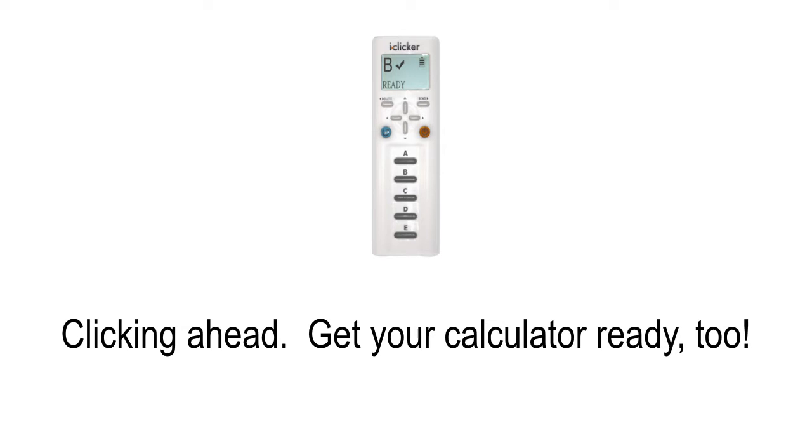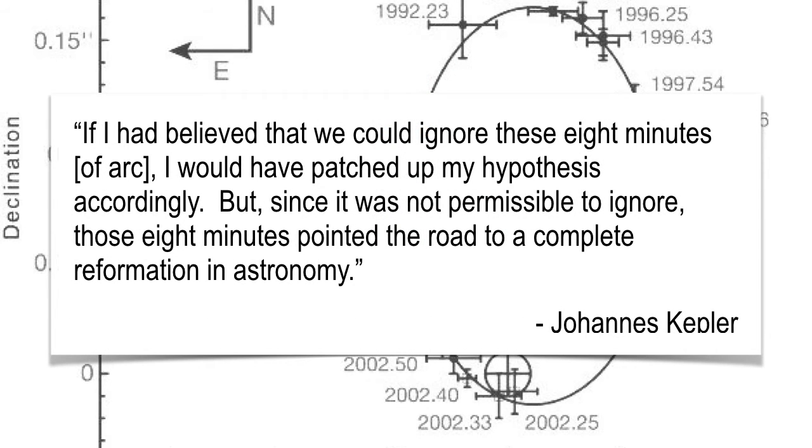And they have a quote from your textbook, it's pretty interesting. He was looking at the orbits that the different planets would have if they were perfect circles, and he just couldn't get them to work out right. It was a discrepancy of 8 minutes of arc. And he said this, "If I had believed that we could ignore these 8 minutes of arc, I would have patched up my hypothesis accordingly and ignored them. But since it was not permissible to ignore, those 8 minutes pointed the road to a complete reformation in astronomy."